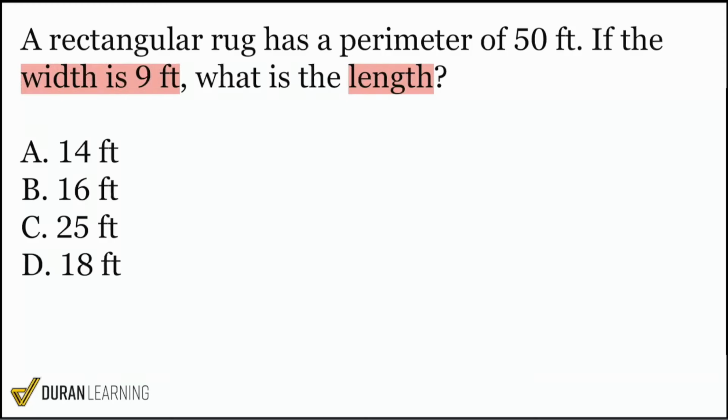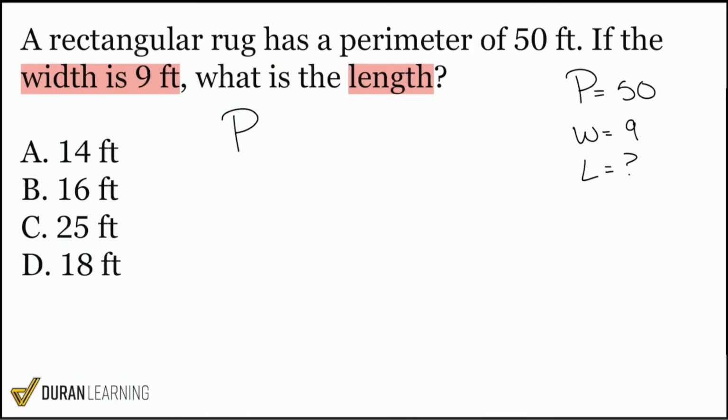And then in the first sentence, it says a rectangular rug. Ooh, a rectangle right there. A rectangular rug has a perimeter of 50 feet. So I know the perimeter is 50. I also know that the width is 9. And I want to know what that length is. So this is definitely a classic problem where we're working backwards. And that's what we're going to do.